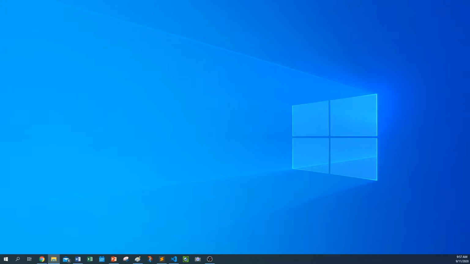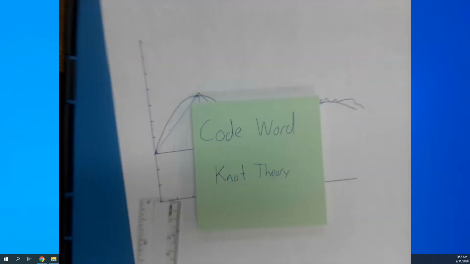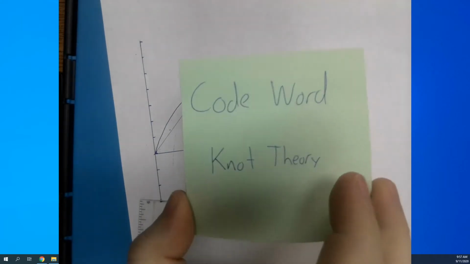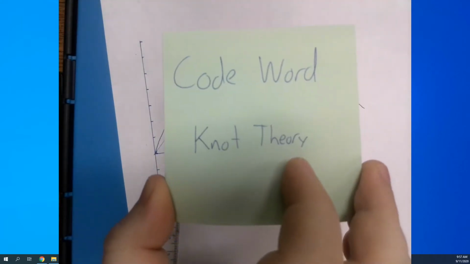Would you mind going to the printer and grabbing something? Alright. Teacher printer. It's Friday. First of all, let me do this. This is the code word of the day. Code word is this.